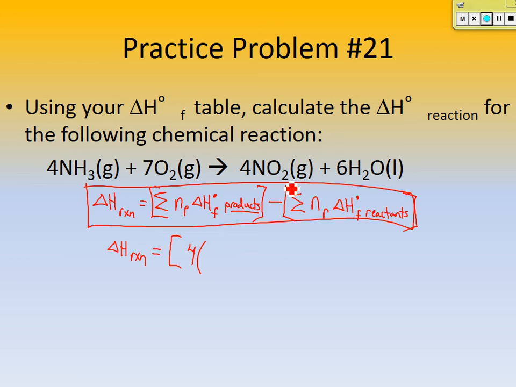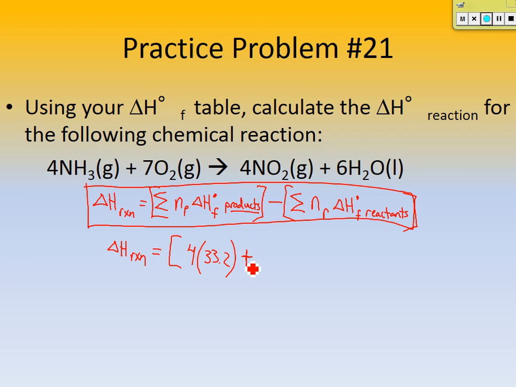33.2, so positive 33.2. And notice that's kilojoules per mole. So that's why we had to times it by 4 here, because I have 4 moles in my equation. Okay, so we're going to close that off. Now the sigma sign means you take the sum of. And we have more products, so I'm going to put a plus sign here. So we're going to take the sum, which means addition.